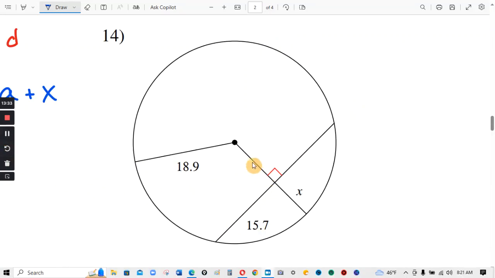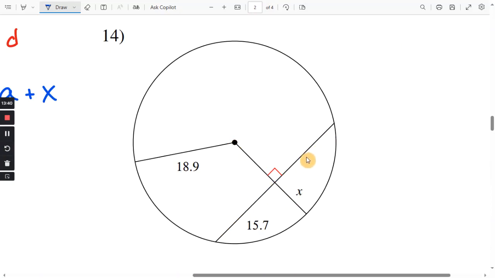Last one, 14. This is emanating from the center. It bisects this chord. If this one's 15.7, then this one here is also 15.7. Okay, I'm going to draw in another radius because this right here is a radius R. That is 18.9. I'm going to draw in another one right here to complete the triangle. So if that radius is 18.9, this radius is also 18.9. That's going to be your C. The other two sides are A and B.